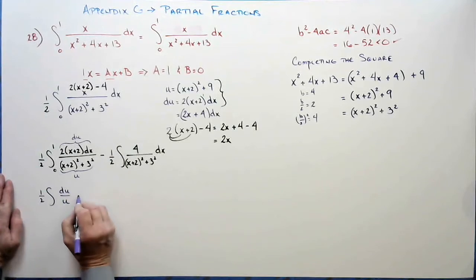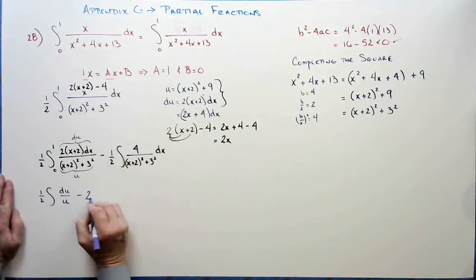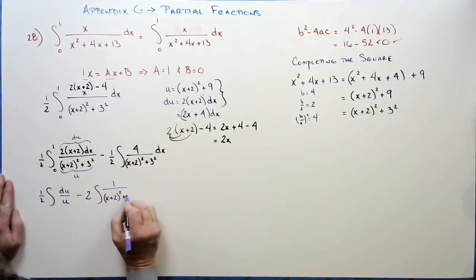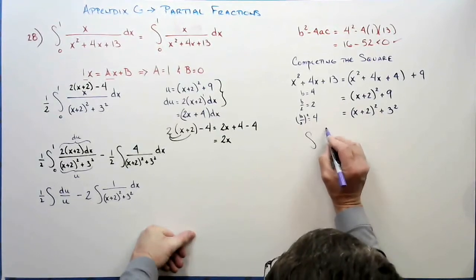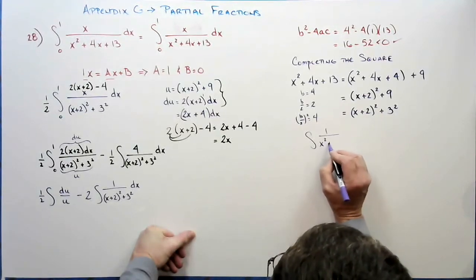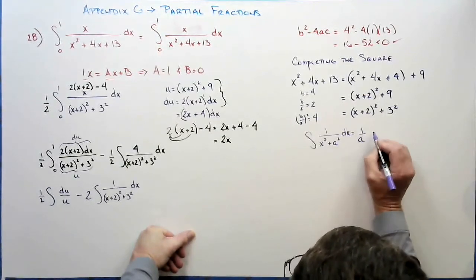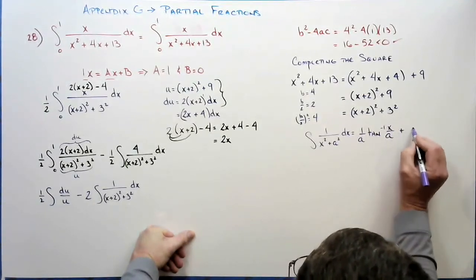Over here, we have minus. I can bring the 4 outside, right? So that's going to be 2. We're going to have the integral of 1 divided by x plus 2 squared plus 3 squared dx. That's our friend inverse tangent. That is the integral of 1 over something squared plus a constant squared dx, which we said was 1 over a inverse tangent of x over a plus c.